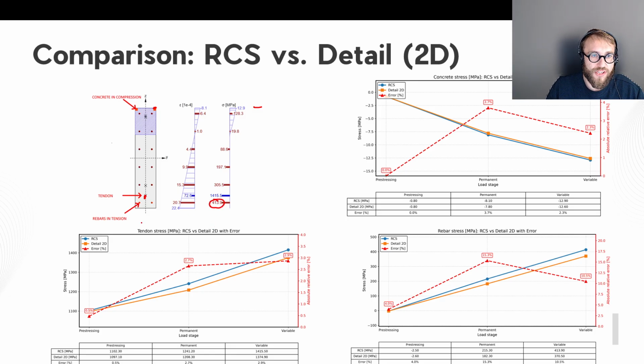Okay, at first, let me start with the concrete under compression. You can see the blue line is representing the RCS, the orange line is the detailed 2D, and the dashed line with the triangles labeling is the error. Comparing those two values, they reach maximally a 3.7% discrepancy between the two results. So I would say those are great results when comparing those two solutions.